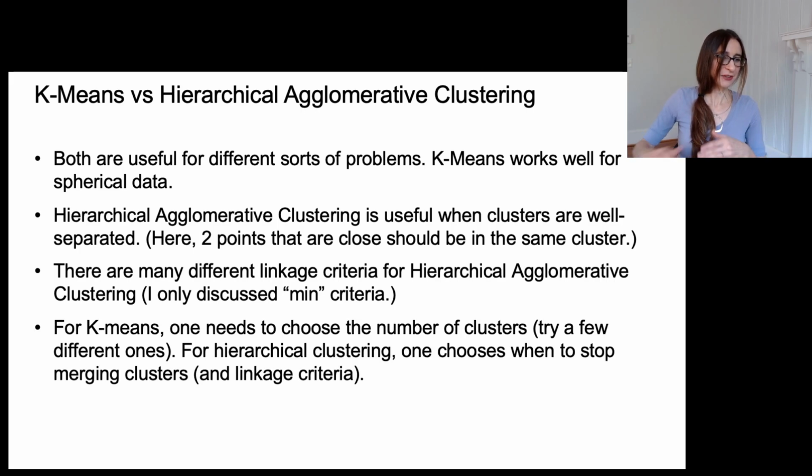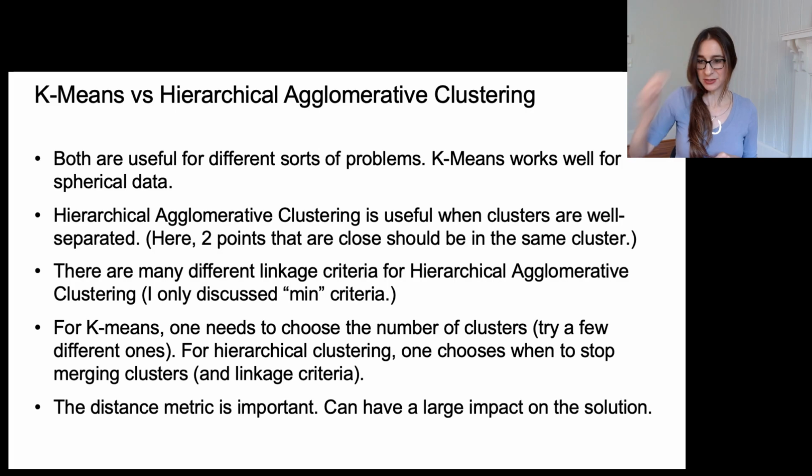Okay, and then for k-means, one needs to choose the number of clusters where, as I mentioned, you iterate over k and then you choose the point of diminishing returns. Whereas for hierarchical agglomerative clustering, you just choose when to stop merging clusters, and then you also choose the linkage criteria. So those are the 2 choices you make in that algorithm.